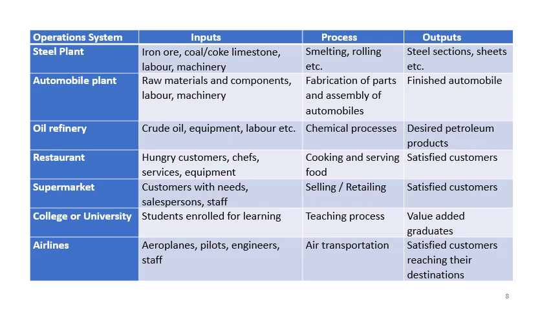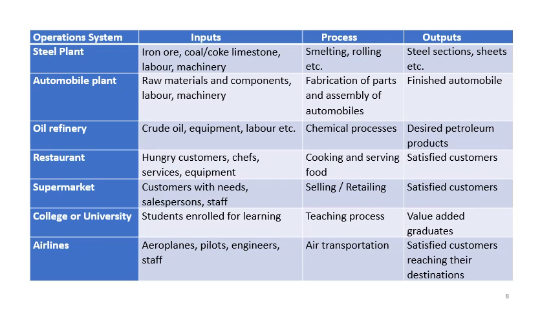So far whatever we have discussed, steel plant, automobile plant and oil refinery are all tangible products. Now restaurant, for example: hungry customers, chefs, services, equipment. What are the processes? Cooking and serving food. What is the output? Satisfied customers. You can see here even services are included. Even the service systems follow the systems approach here.